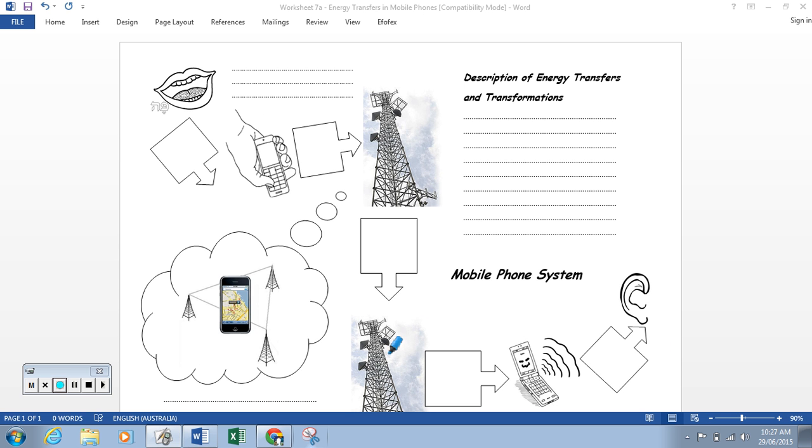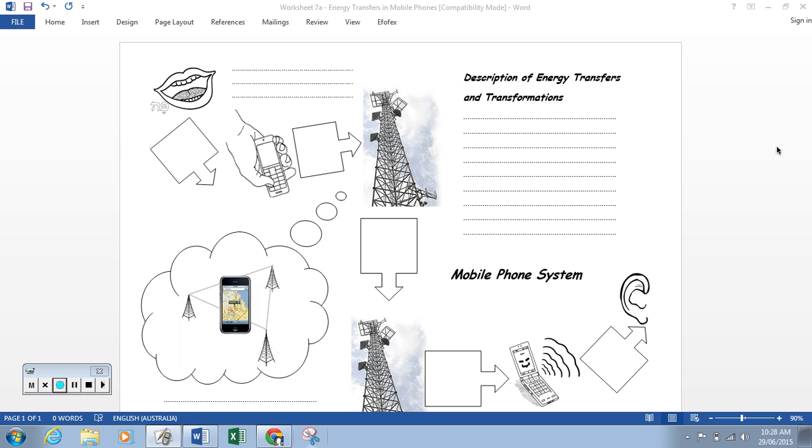We've got the reception of the radio microwave down here, which is then created by the electronics of the phone into an electrical signal. The electrical signal is then used in the speaker of the phone, which creates sound, which is a form of kinetic energy, and that kinetic energy is used to push our eardrum. Our eardrum then creates an electrical signal, which is sent to our brain. So that's the basic form of the transfers and transformations that occur in our system.